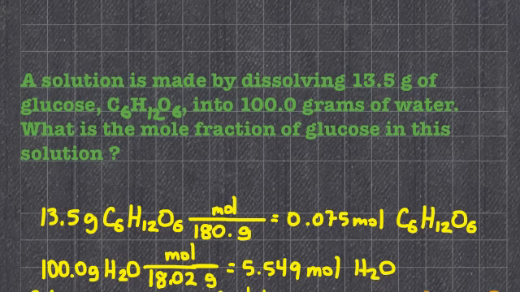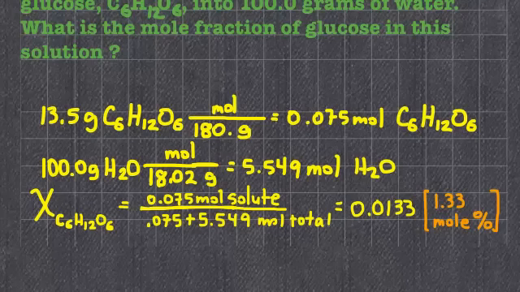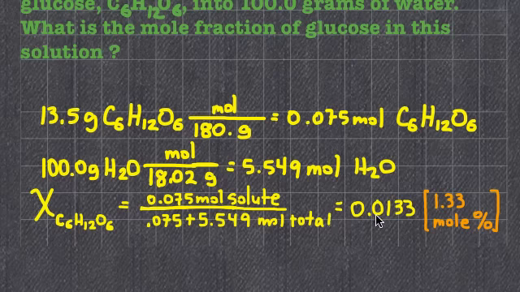But then in my final step for mole fraction, all I have to do is compare the moles of stuff in question to the total number of moles. And it looks like 0.0133 is the mole fraction of sugar in this mixture.